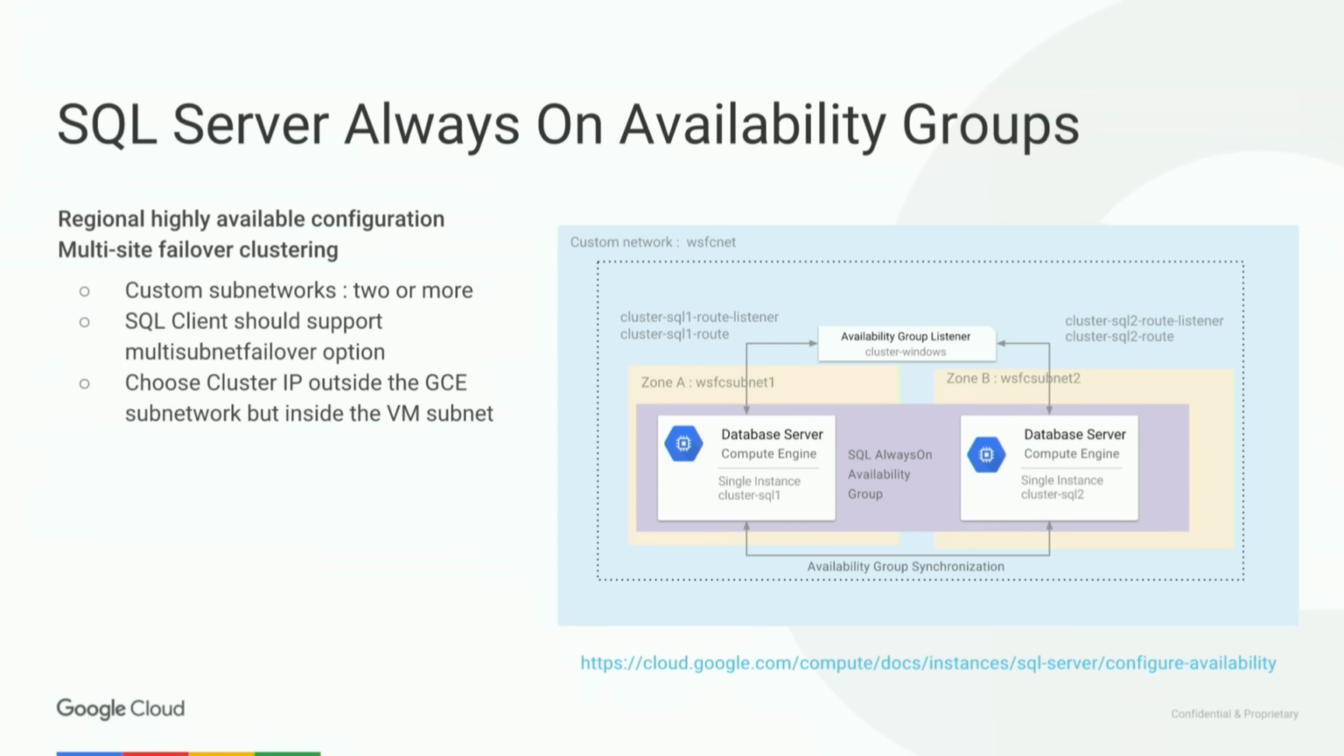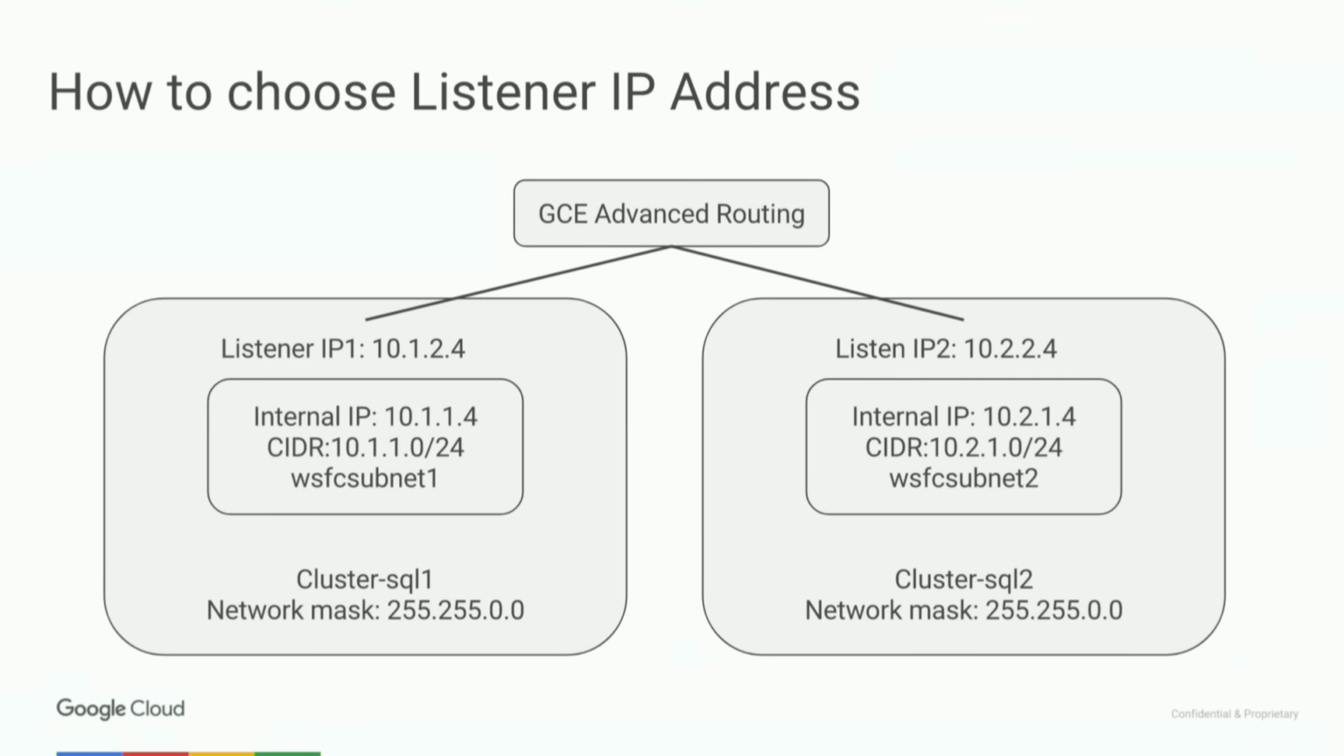The second thing to note is that when you have a SQL client connecting to this, make sure that it has the multi-subnet failover option selected. So those are 2 key things to note when you think about this configuration. The other one is about how you allocate these cluster IPs. We know about static IPs, right? So when you create a SQL node, make sure you assign an internal static IP. But in addition to that, every node will have a cluster IP and a listener IP. This is a quick diagram to show you what that looks like.